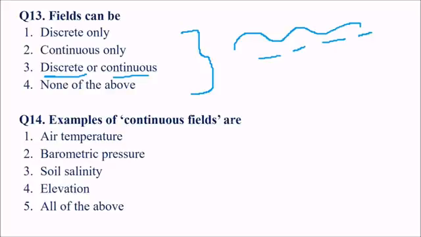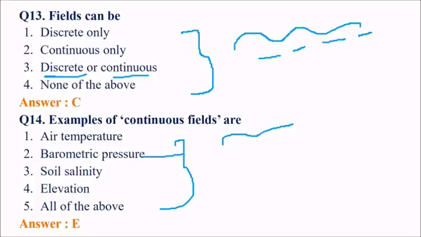Example of continuous fields. Now if you have guessed it right that it is discrete as well as continuous, what will be the example of a continuous field? The answer is all of the above, because air temperature can be continuous, barometric pressure can be continuous, soil salinity, elevation can be continuous. All of the above are examples of continuous fields. Now you can always make them discrete. You can just take some special values with some delta x difference.